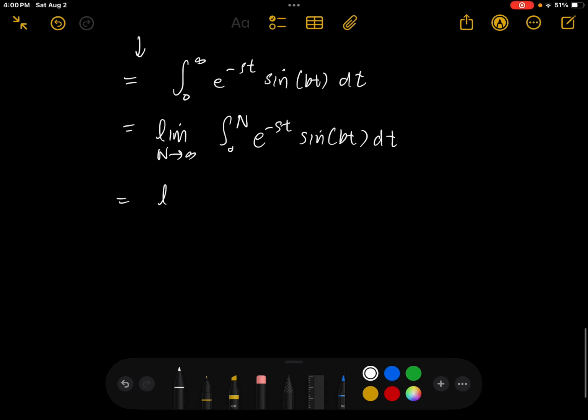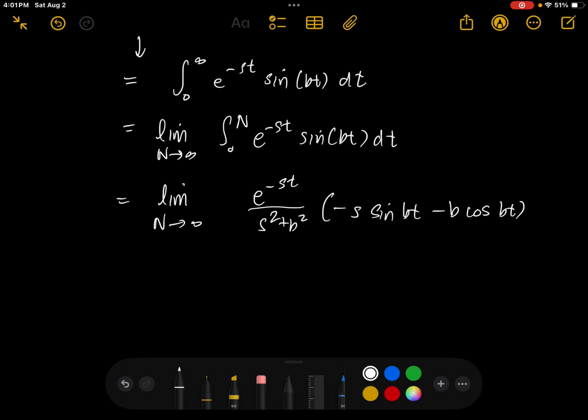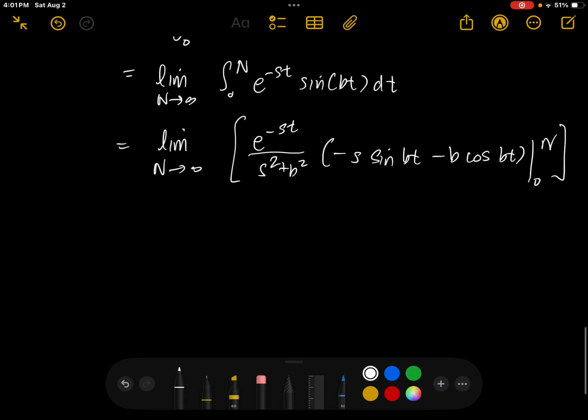And what you end up getting is, when you do the integral, e to the minus st over s squared plus b squared times negative s sine bt minus b cosine bt from 0 to n. Okay, so we have to evaluate what that is, and then take the limit as n goes to infinity.